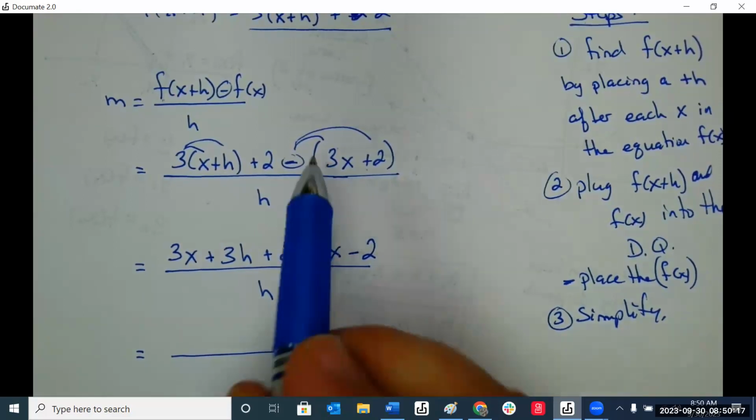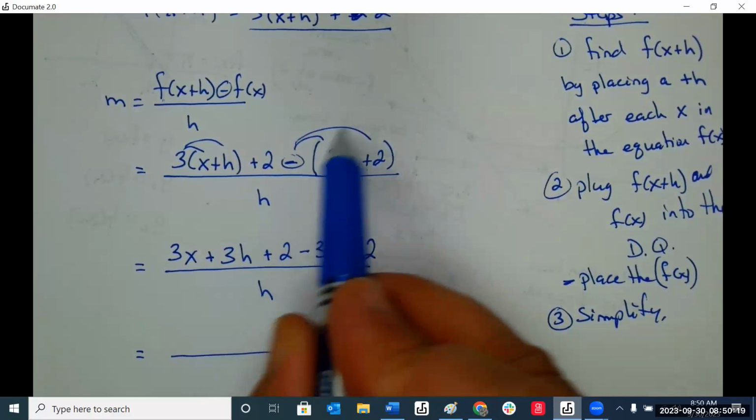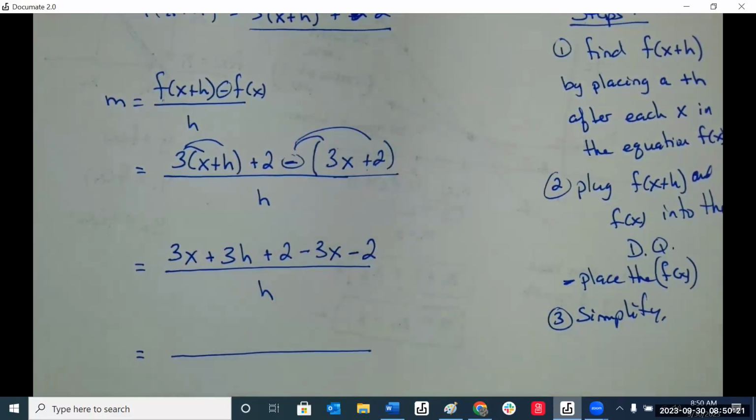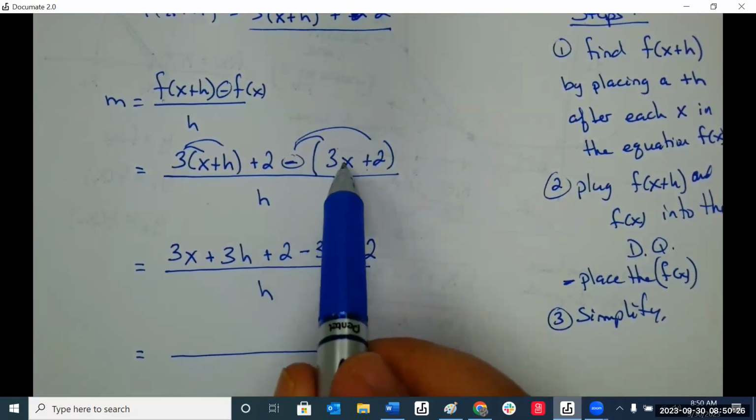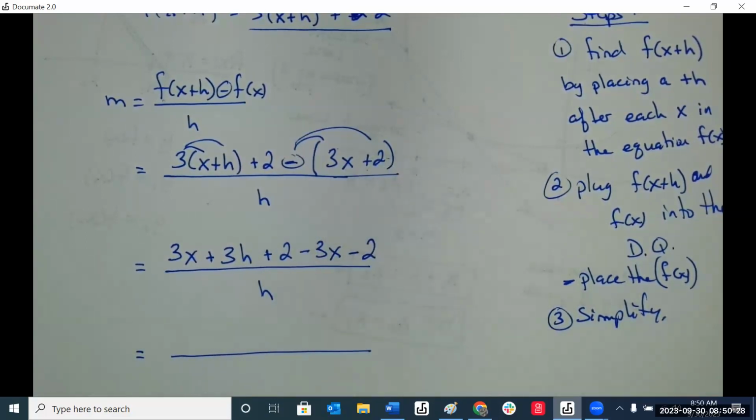Right. If it was a negative (3x plus 2), it would be a negative 3x minus 2. See, that's the reason we put the parentheses. Because if you didn't put the parentheses, then you'd have a negative 3x plus 2, which would have been totally wrong.